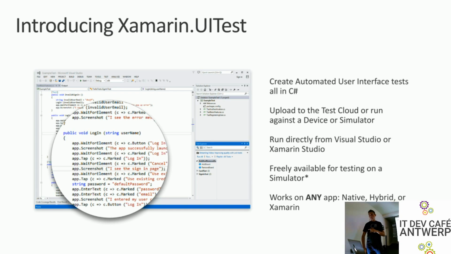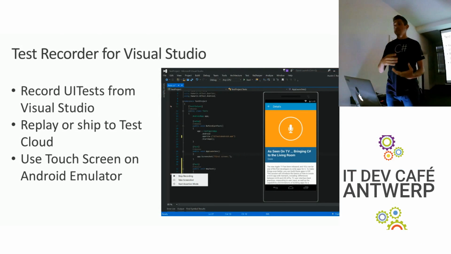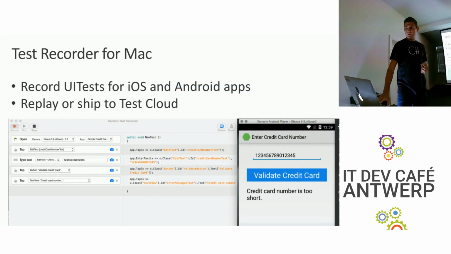Now, it gets better. There's also a test recorder, both on Mac and Windows. Basically, you run your application and you just click through it. So instead of writing all the C# code, you click through the recorder, fill in the fields, and then the C# gets generated, so that you do exactly the scenario that you would have hoped. Works the same on Mac.